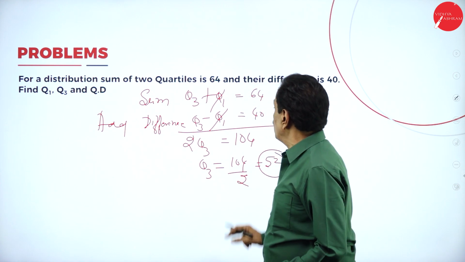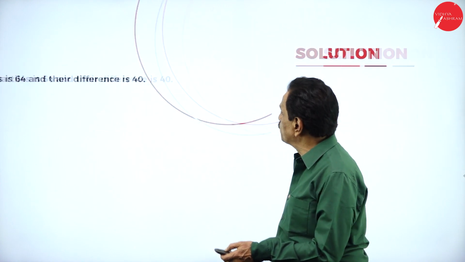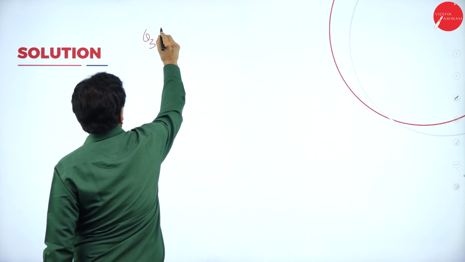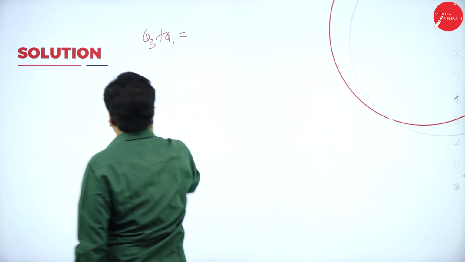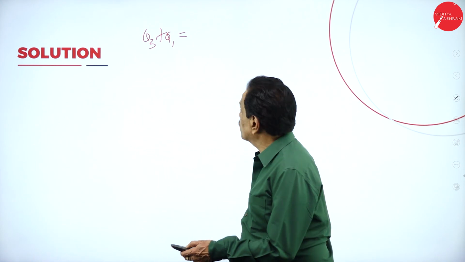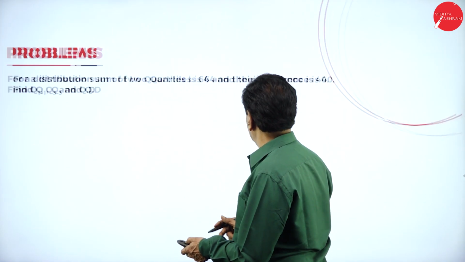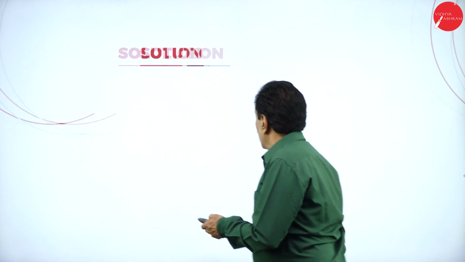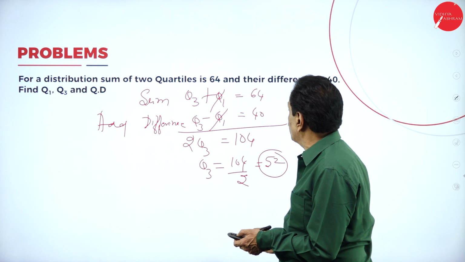Then we want to find out Q1. You know that Q3 plus Q1 is equal to 64. You found out Q3. What is Q3? 52.